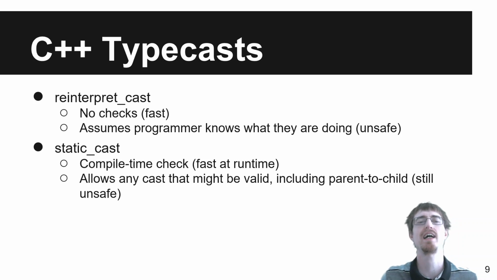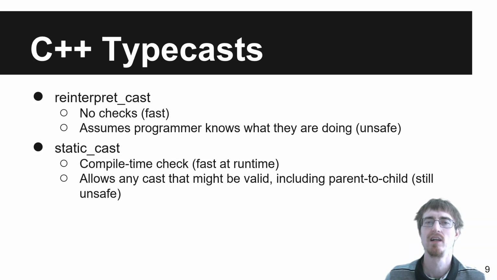Instead, what we see is the static cast. What static cast does is a compile time check. So at runtime, it does not perform any checks, which means it's still as fast as reinterpret cast, because the check is not performed at runtime. However, it allows any cast that might be valid, so including any parent-to-child cast. Right, so we can easily cast, say, a square to a circle if it was stored as a shape pointer. Now this is still unsafe, and it's still a source of bugs.